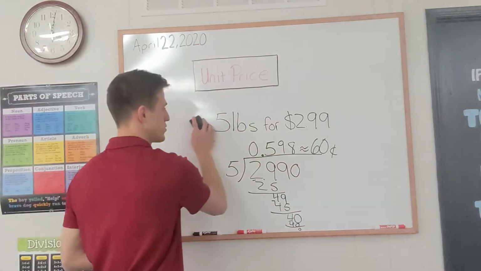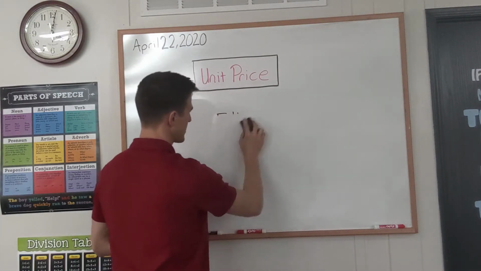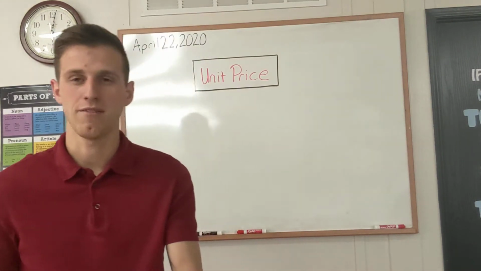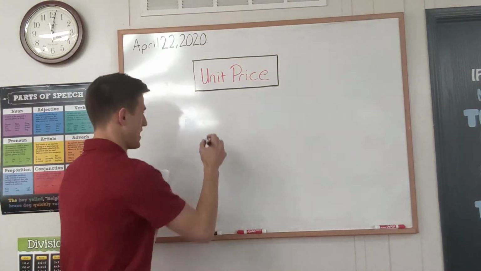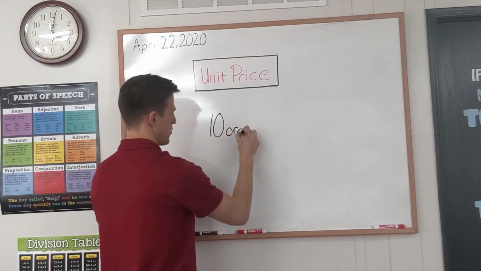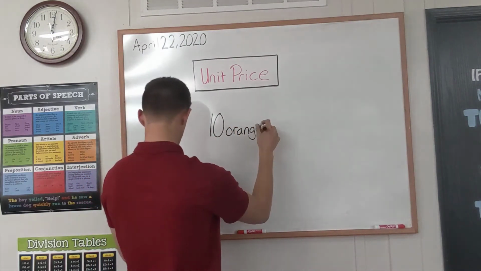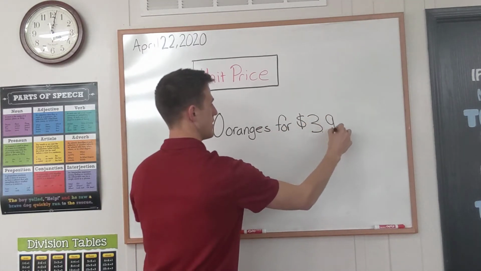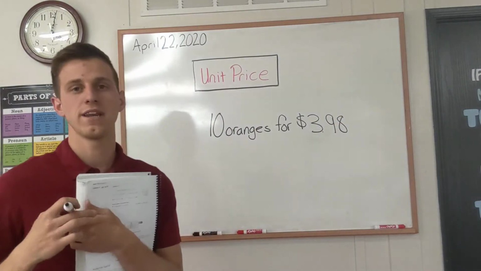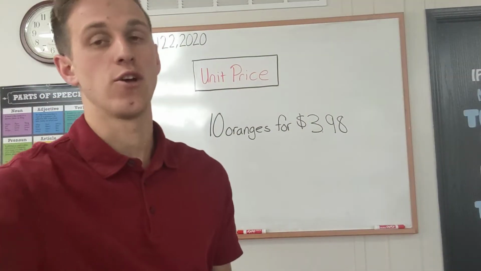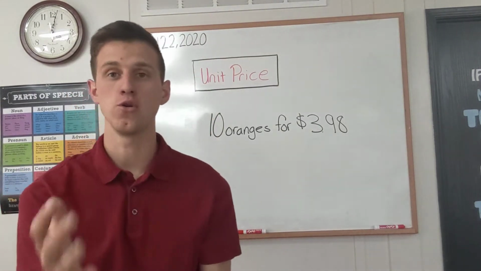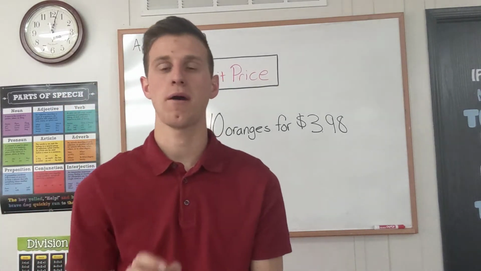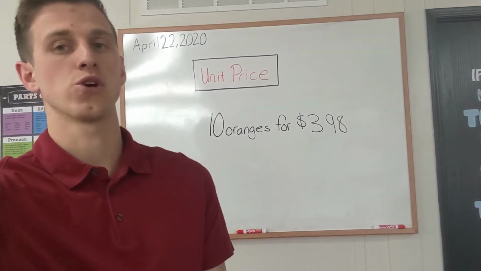I'm going to give you one, and I want you guys to write it down and see if you can get this one. I have no way of checking to make sure you got it right, but I'm confident you guys will. So we have 10 oranges for $3.98. All right, ready, get set, go. Sorry, I should have made this clear. Remember, you want to find the unit price, so that would be how much each orange costs. So remember how we do that? Go ahead and find out how much each orange costs.